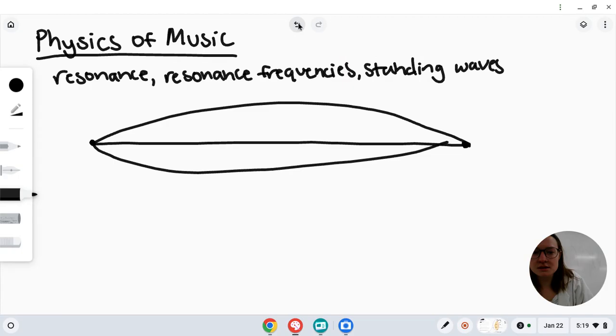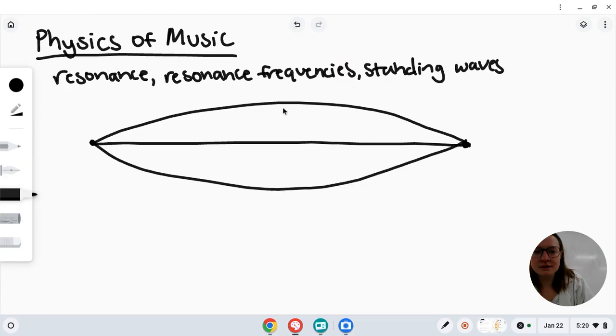Okay, sometimes it would go down and it would end up like this, and it would oscillate back and forth between these 2 points. Well, here you see that we have a standing wave that has a node right here, a node right here, and then oscillation between those 2 points.